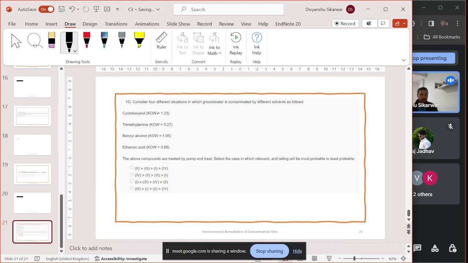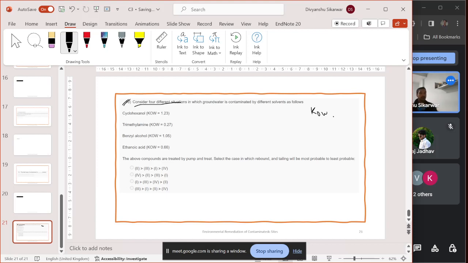This is the last question. I think you can answer this question. This is an easy question. Consider four different situations in which groundwater is contaminated by different solvents as follows. For the different solvents, the K octanol water ratio, KOW values, is given. We just discussed how KOW value impacts the solubility.